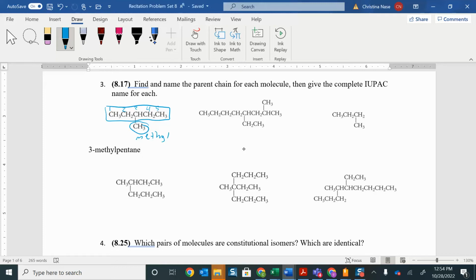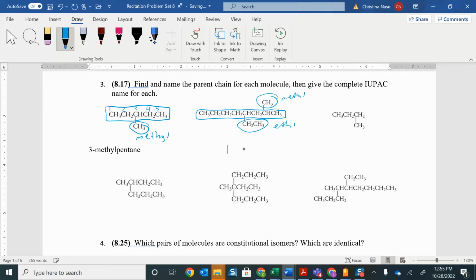And this next one, we want to count the longest continuous chain. We've got 1, 2, 3, 4, 5, 6, 7, 8. We've got 8 in this guy. 1, 2, 3, 1, 2, 3, 4, 5, 6. No, 8's going to win. So that's my longest continuous chain. I've got a methyl group here and an ethyl group. So I'm just going to write that over here. Methyl and ethyl. And again, 1, 2, 3, 4, 5, 6, 7, 8.